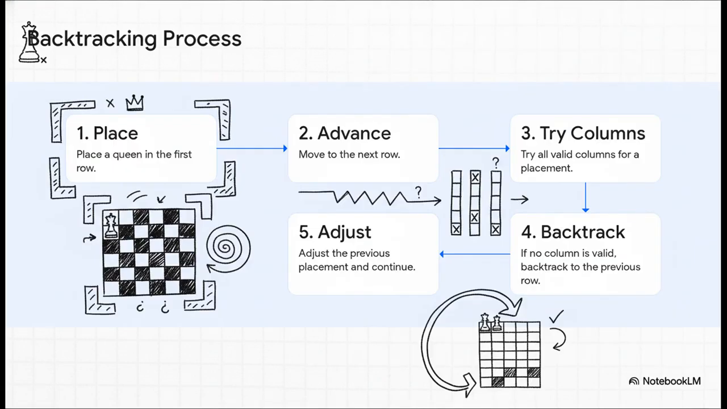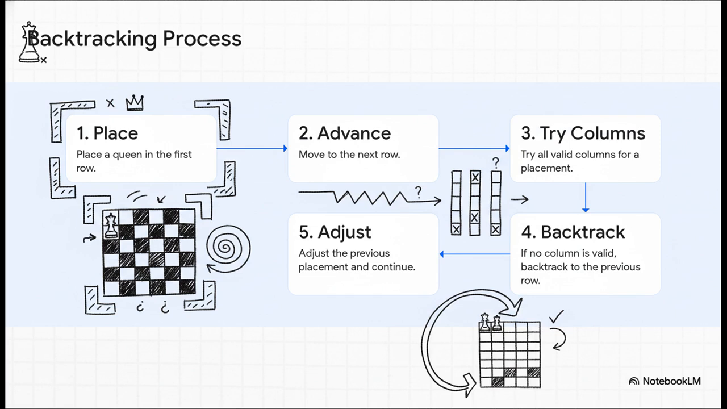So let's just imagine how this unfolds. The algorithm places a queen in the first row. Looks good. It moves to the second row and finds a safe column. Great. Then the third row finds another safe spot. But then it gets to the fourth row and it realizes, wait a minute, there are no valid columns left. Every single one is under attack.